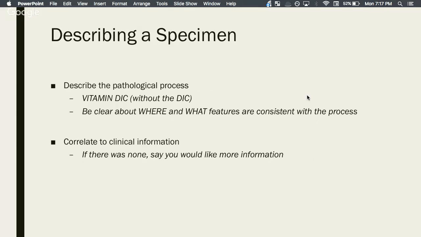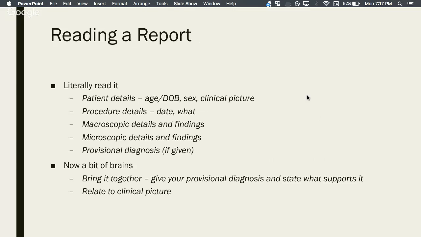If there's no clinical information given, just say, I would like more information to relate this to the pathology, because you can't really make a diagnosis without knowing exactly what the person presented with. Otherwise, correlate it to the clinical information. So that's pretty much describing a specimen.